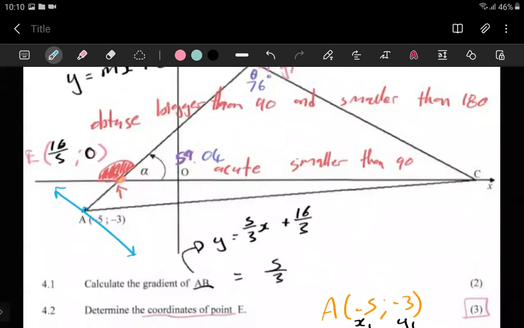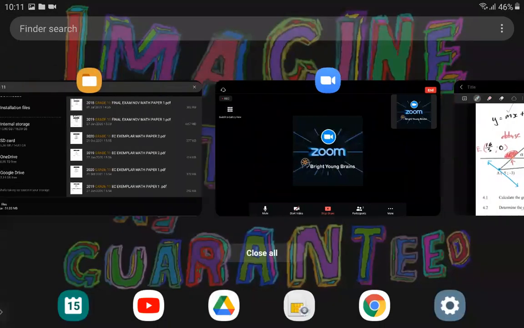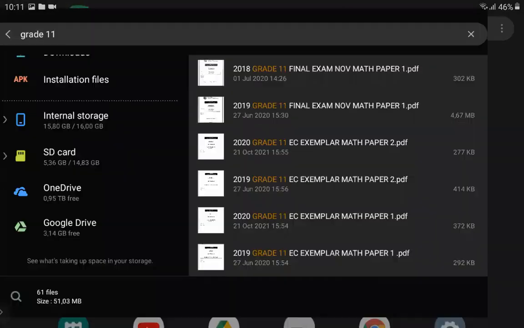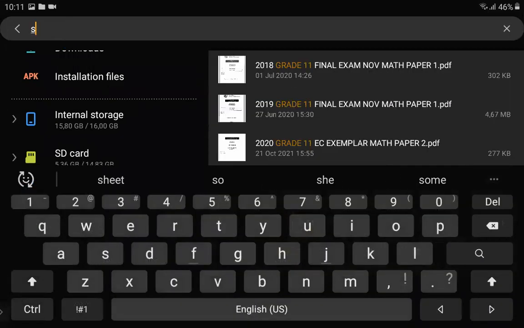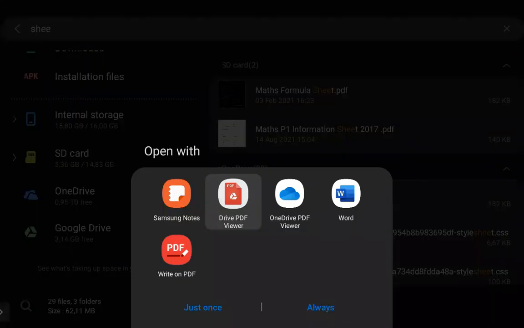So our main task is to just get the gradient of BC, which is where the 76 is going to come in, because now it's an angle given, right? What we need to remember is, if you're going to get the gradient of BC, you don't have 2 complete coordinates given. You just have 1. So for gradient, you can't use the normal gradient formula, because the normal gradient formula needs 2 coordinates that the graph passes through.